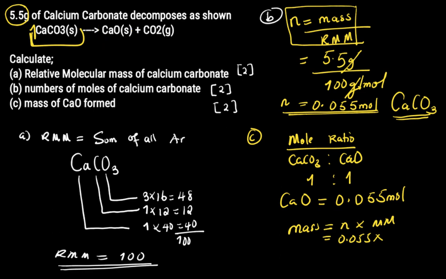Let's find the molar mass of calcium oxide. So we have that and that. That is 16 plus 40, which will give me 56, right? So put 56 here. So 0.055 times 56, and I'm getting 3.08 grams. That's the mass of calcium oxide.